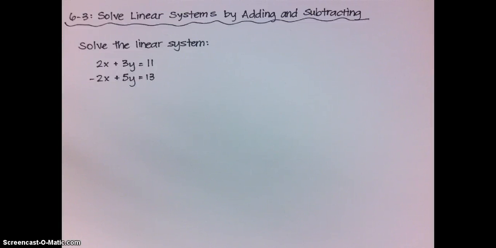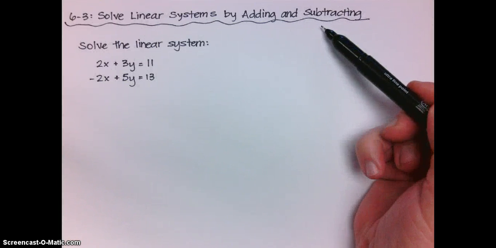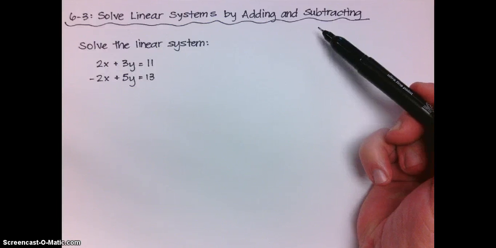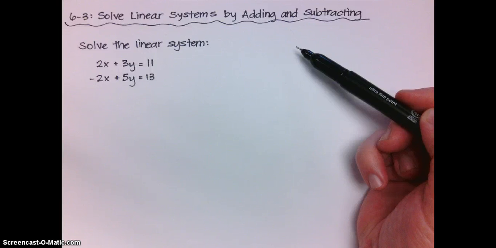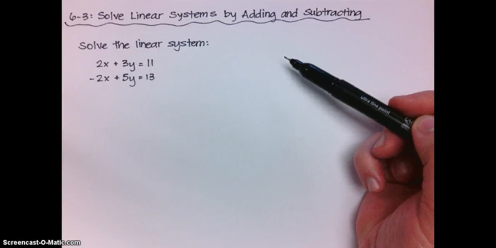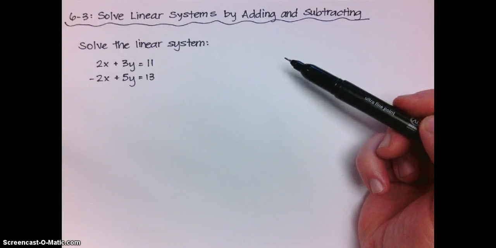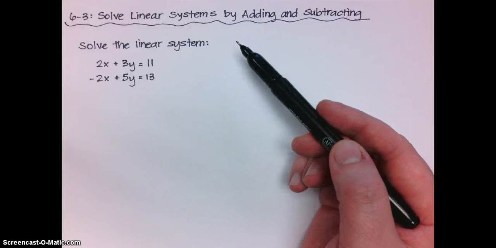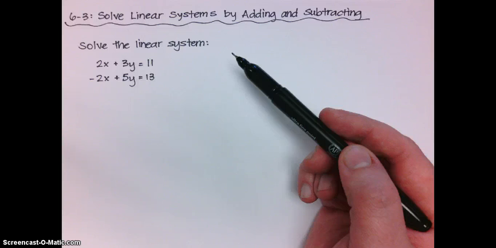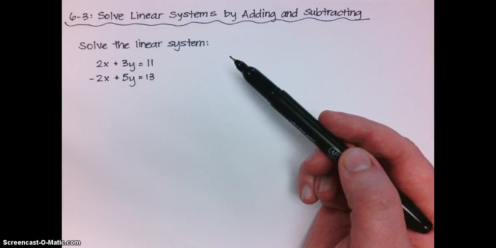Hello class, today's lesson is going to be 6-3, learning how to solve linear systems by adding and subtracting. Now, the past couple lessons were solving linear systems. The first one was by graphing both of the lines and finding the point where they meet, and that was the solution. Yesterday's lesson, though, was solving linear systems by doing substitution. So we were rewriting the equations and trying to solve for one variable and then plugging it in, and it was a lot of work.